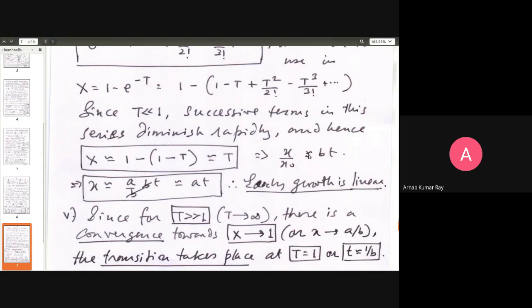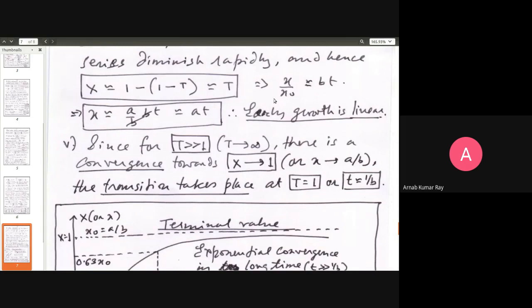X by x naught is equal to bt, capital T is equal to bt, so small x will be equal to a by b into bt. So that will be equal to at. So the early growth is a linear growth.